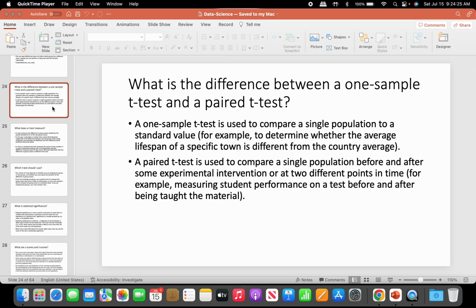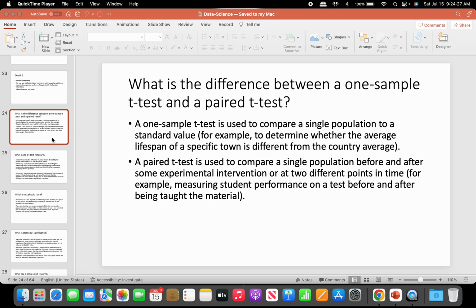So you can start with slide number 24, which is the difference between one sample t-test and a pair t-test. So one sample t-test is used to compare a single population to a standard value, right? So it's one because you just want to compare one sample with a standard value, while pair is to compare two populations, or just population before and after, right?